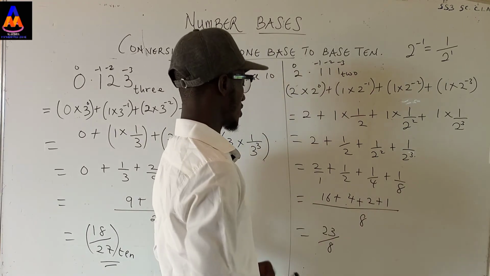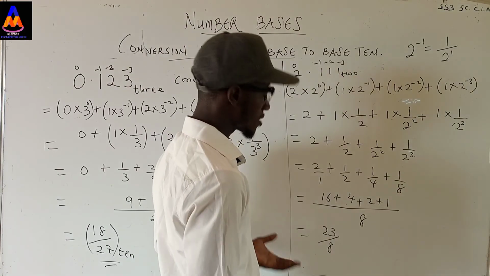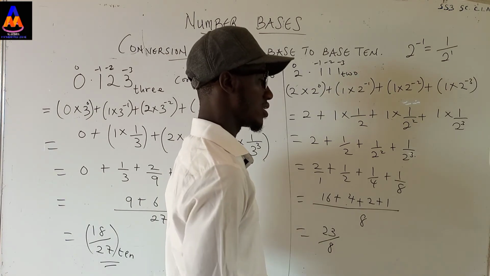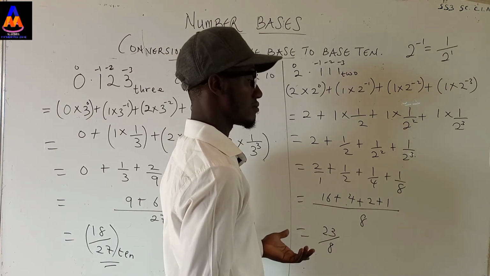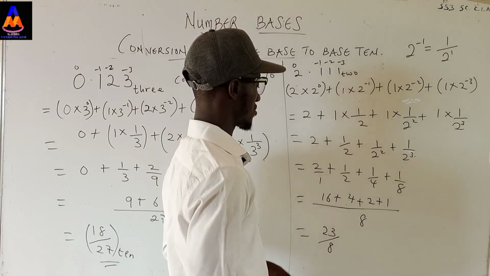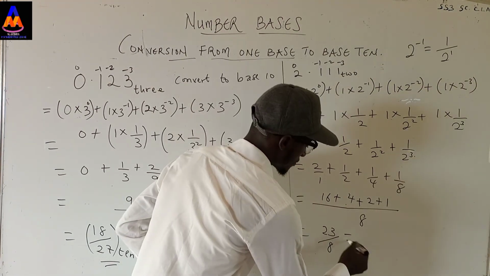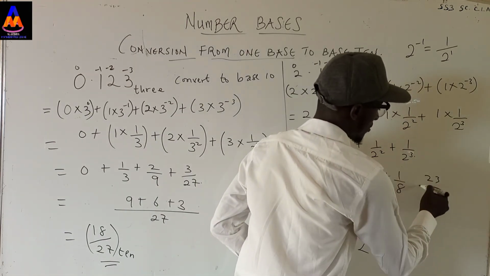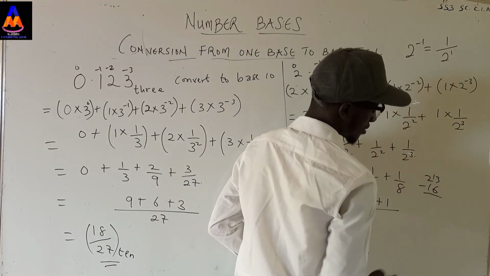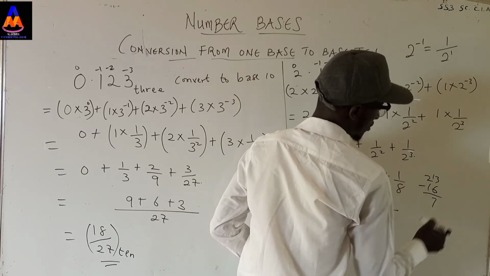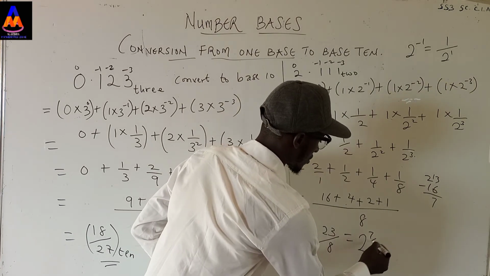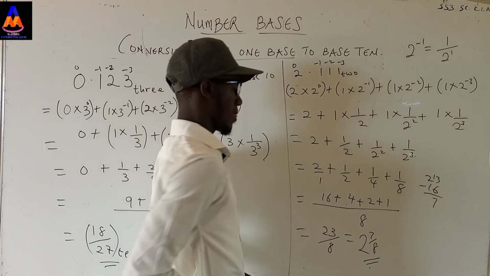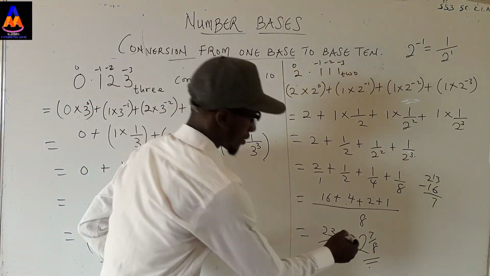Of course, this is an improper fraction. You can take this one to a mixed fraction. How many 8s do you see in 23? That's 8 times 2, 16. So 23 minus 16, then we have 7, that's 7 all over 8. So that's what we have.